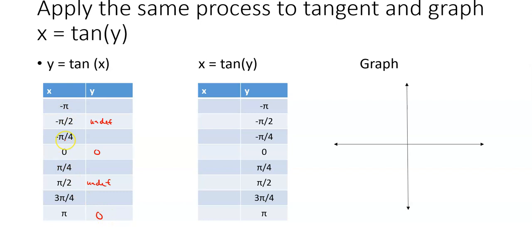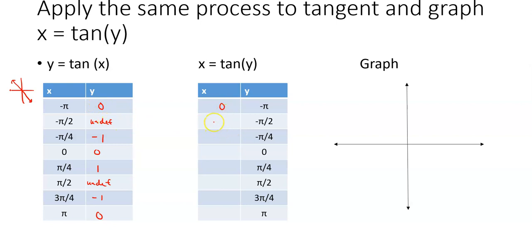What happens at negative pi over 4? Well, at negative pi over 4, you're down here. Sine and cosine values are both the same, except one's positive, one's negative. So you're going to get a negative 1. At pi over 4, you're going to get a positive 1. At 3 pi over 4, you're back to this quadrant over here. You get a negative 1. Over here at negative pi, you're going to get a 0.